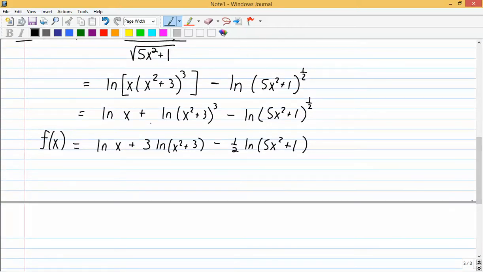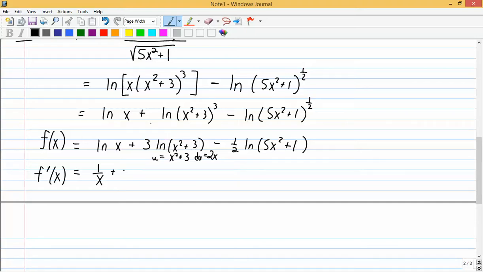Now, let's say that I wanted to find the derivative of this function. So now I start applying my derivative rules for logarithms. The derivative of the natural log of x is just 1 over x. Now look at this next term. I have 3 times the natural log of x squared plus 3. So x squared plus 3 is my u. And my du for this expression here is going to be 2x.